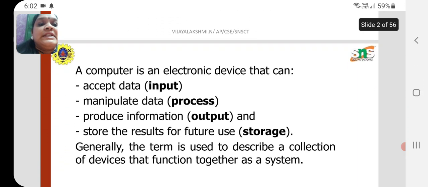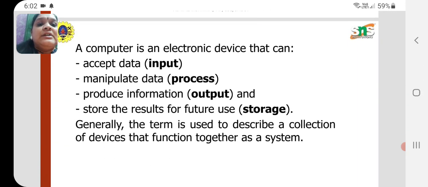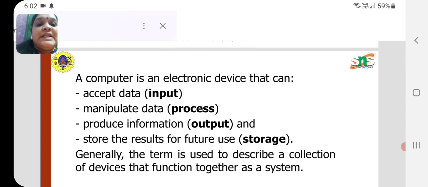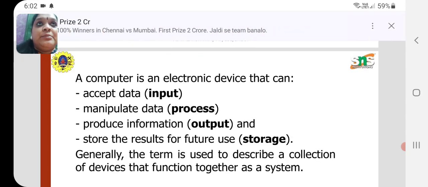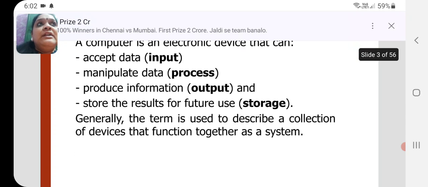So, we will see the definition of computer. We already know it accepts data, processes the information, manipulates it, and at last produces the information in the respective form, and after that we can store the results for future purposes.